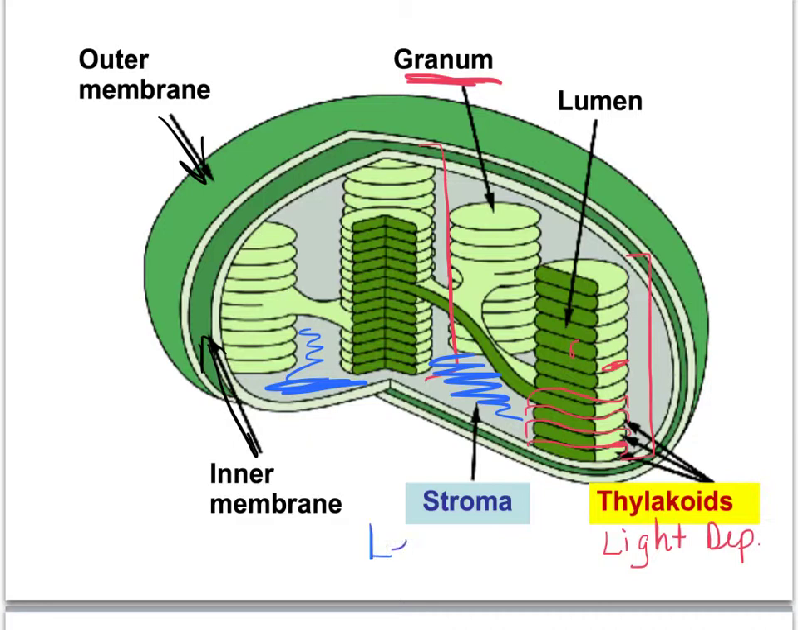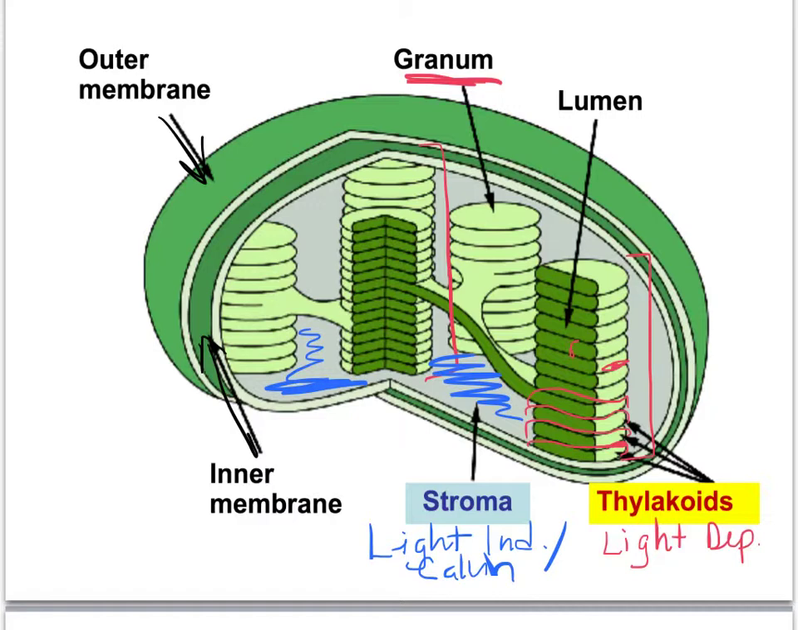And so this is where the light-independent reactions, or the Calvin cycle, are taking place. This is where we're actually going to be making our glucose using the CO2. Okay, so please make sure that you memorize this diagram.